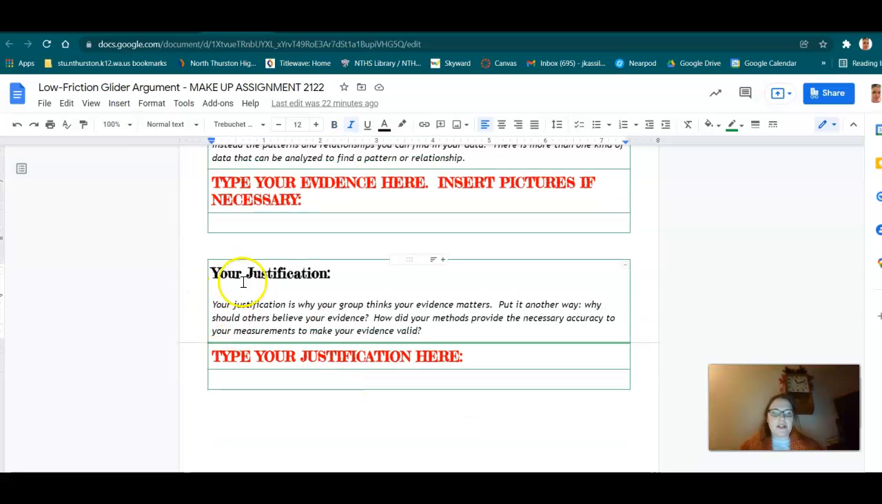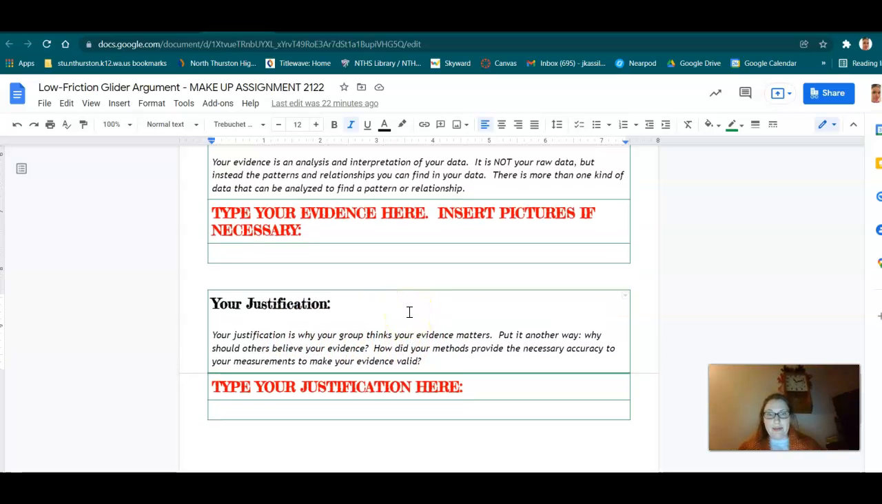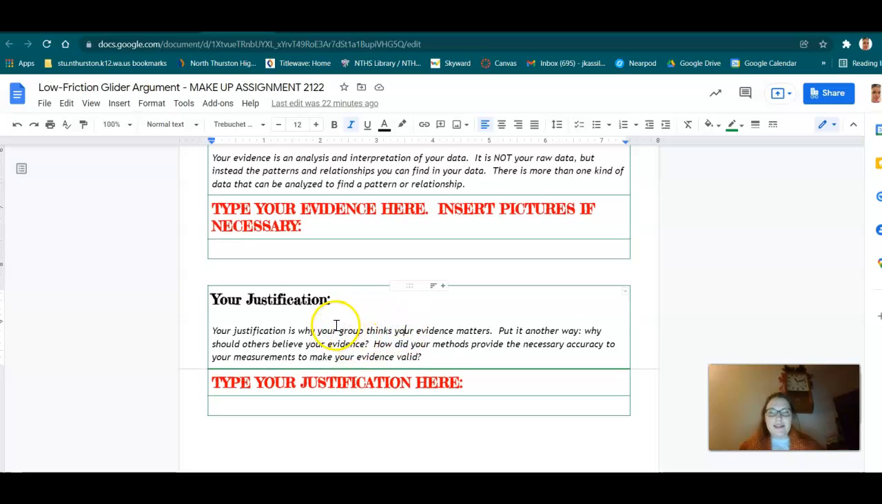Okay, the last part that's here, your justification. And you'll see it says why your group thinks your evidence matters. That's because we originally did this lab as a team, right? Take this to heart. You guys, I'm not there. Feel free to talk to each other and help each other, okay? Becoming a scientist is a team effort. I don't know anyone in science who succeeded alone.